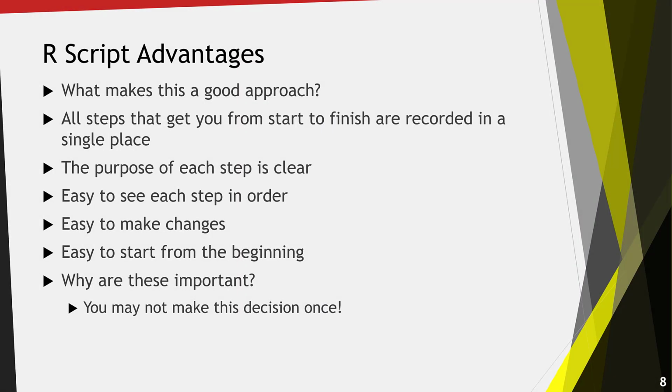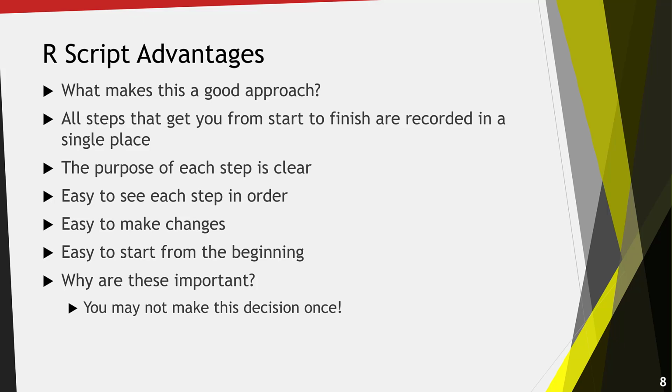So you've seen how I've implemented this in an R script. What makes this a good approach? First of all, the steps that get you from the start of the calculation to the finish are recorded in a single place. The purpose of each step is clear because I used descriptive variable names and I included comments before every step. It's easy to see and dissect each step in order. It's also very easy to make changes if there's something I'd like to change about the calculation. And it's also very easy to restart the calculation from the beginning.